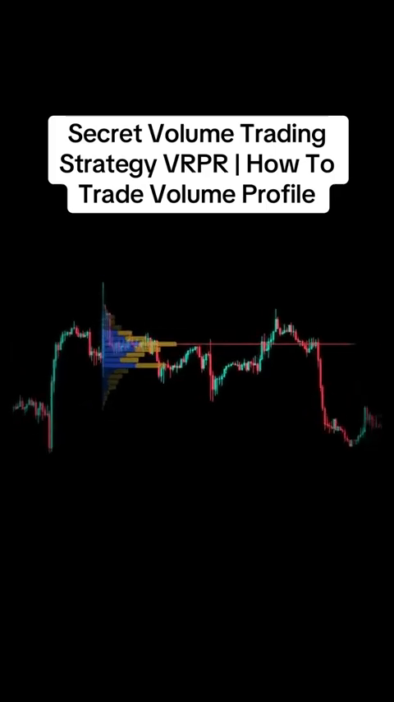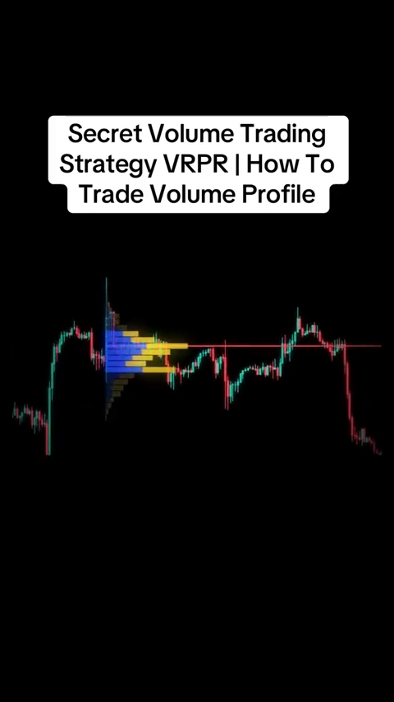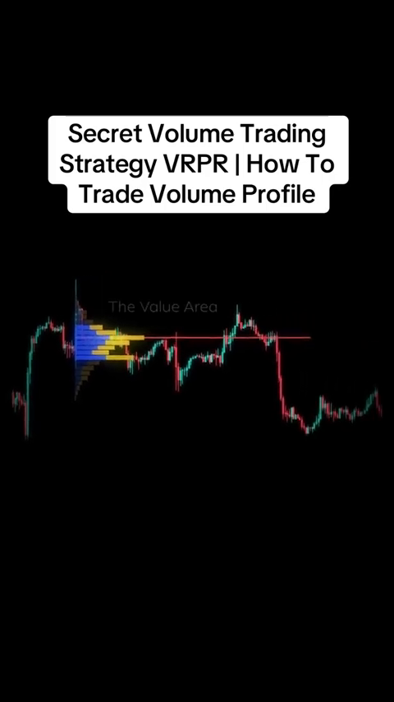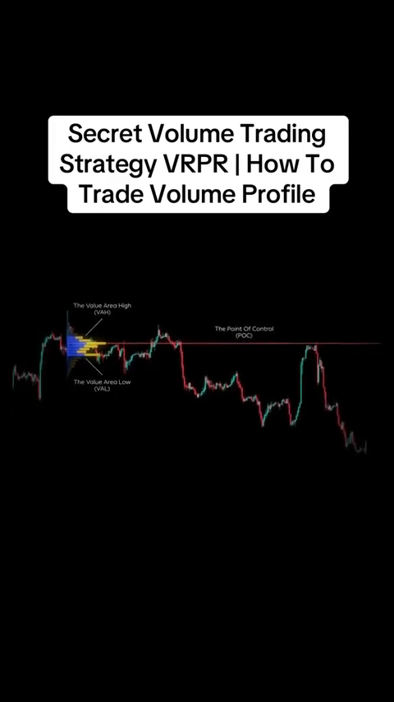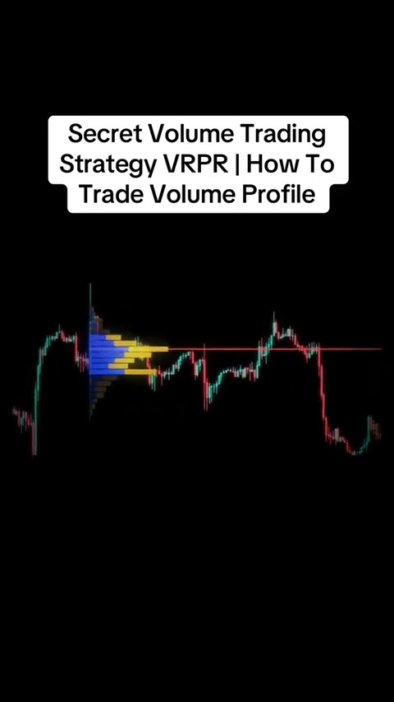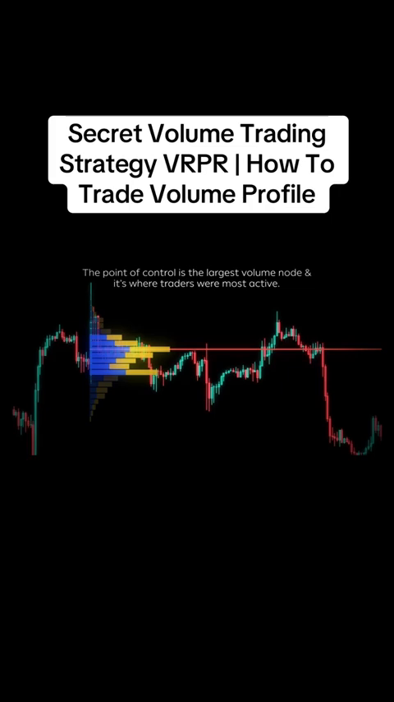The volume profile will highlight a range where the majority of trading activity took place. This range is called the value area. It consists of three key levels: the value area high, the value area low, and the point of control. This is a range of price levels in which a specified percentage of all volume was traded during that time period. Typically, this percentage is set to 70. The point of control represents the price level where the volume was most traded, or where traders were most active.